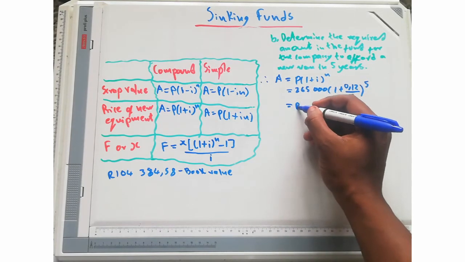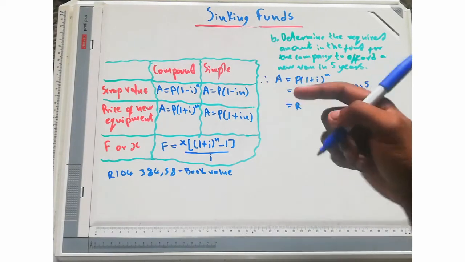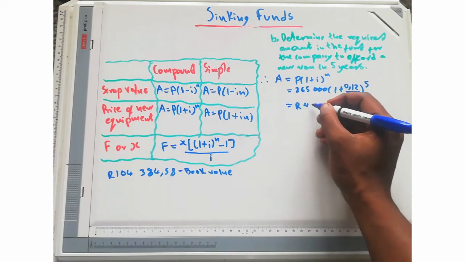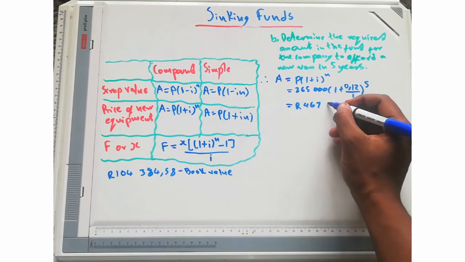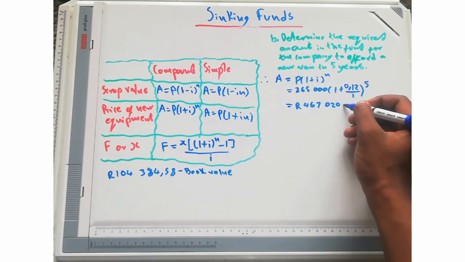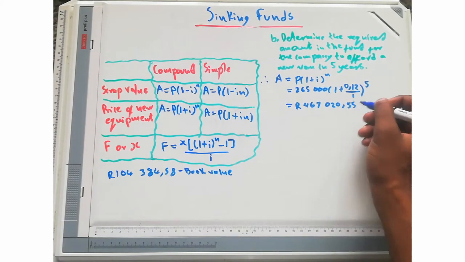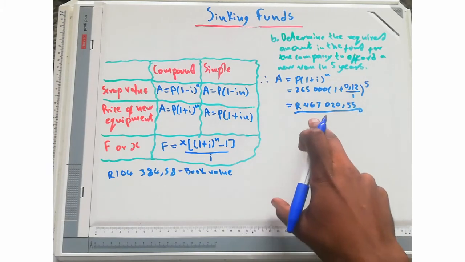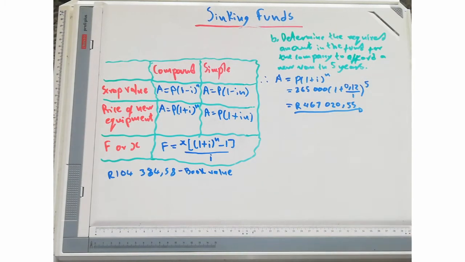So you'll get that the cost of a new truck or the new van 5 years later will be 467,020 rands 55 cents. This will be the cost of the new van 5 years later.